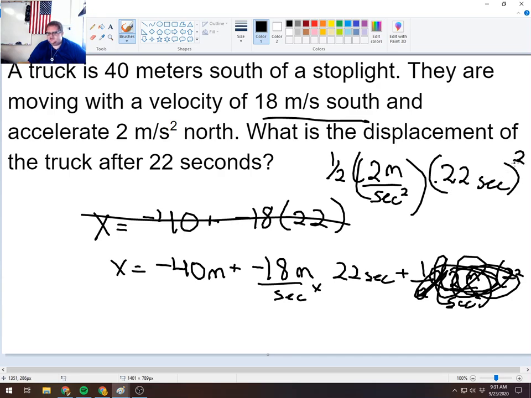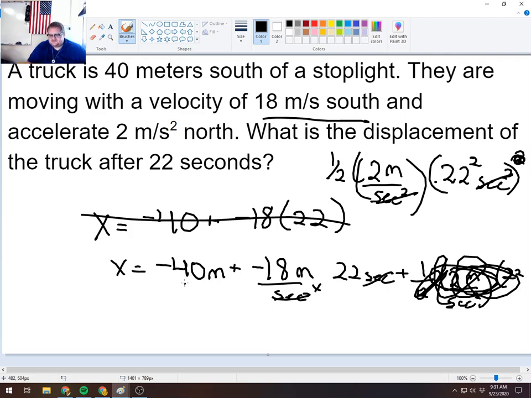So when I do 22 squared, I'll get some big number. But when I do seconds squared, I'll get, obviously, seconds squared. That seconds squared will cancel with this one, and notice that you'll just have meters left over. Likewise, in the second term, meters per second times seconds, the seconds will cancel, you just have meters. So every one of these terms ends up being a displacement.